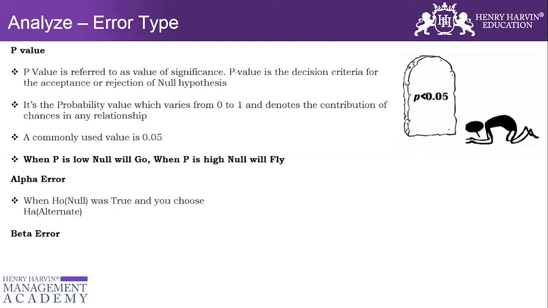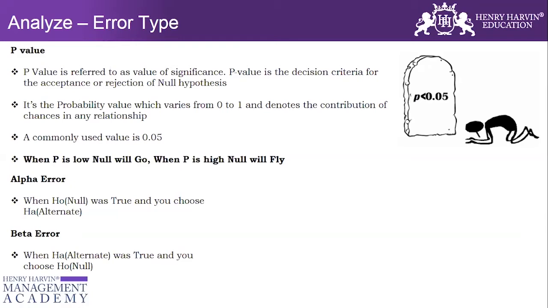The second type of error is known as beta error, wherein the alternate was true, which means X has a significant impact on Y. However, I did not choose that. I ignored that and I did not work on it. So it is very, very important to ensure that we do not make any of these errors, neither alpha error nor beta error.